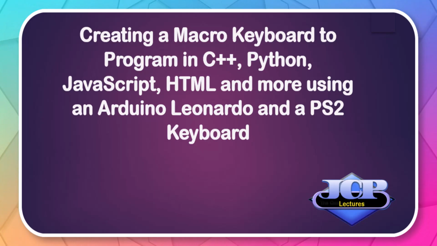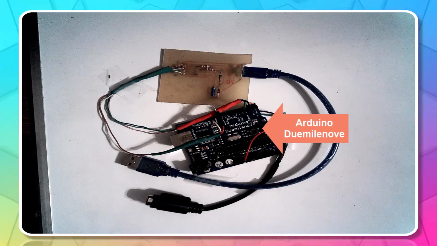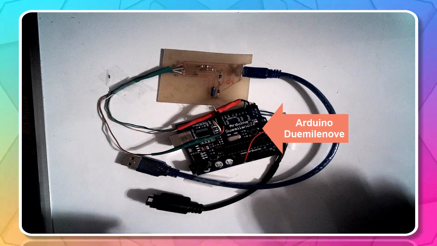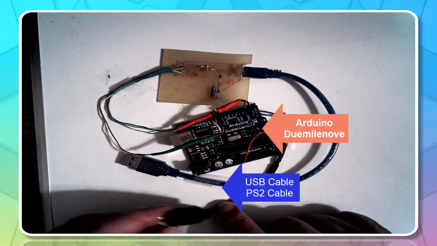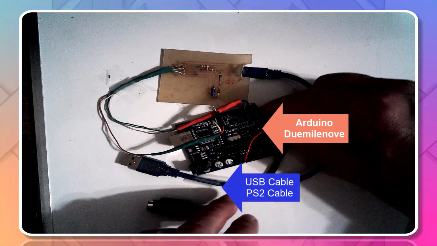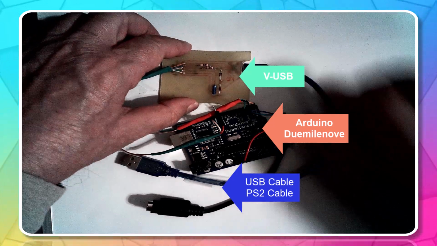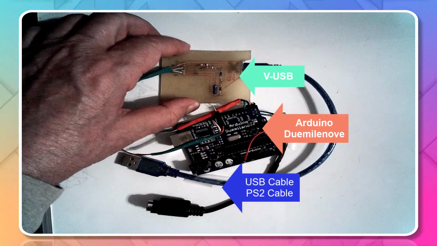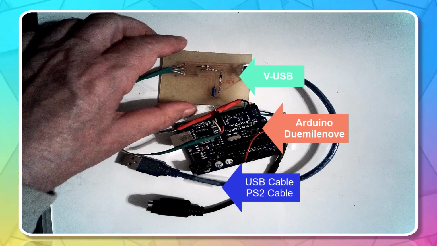More on this later. Many years ago, 13 to be precise, I built a keyboard like the one that I'm going to show you today. Then I used an Arduino Leonardo, a PS2 keyboard, a piece of a PS2 cable to attach it to Arduino, and a VUSB device built with 3 resistors and 2 diodes to make a connection to my computer. I still have the original components, and you can see them right now.